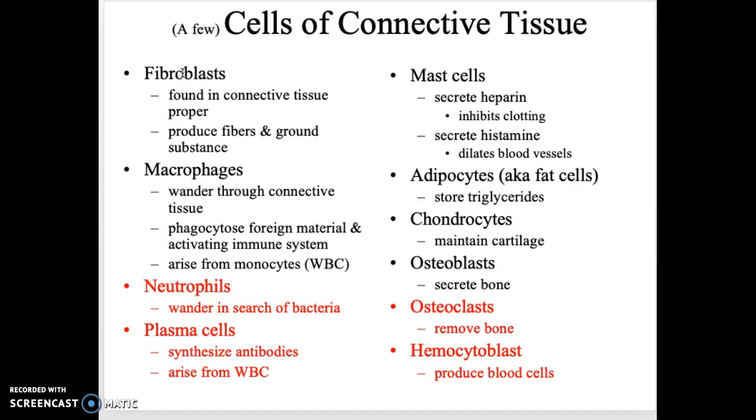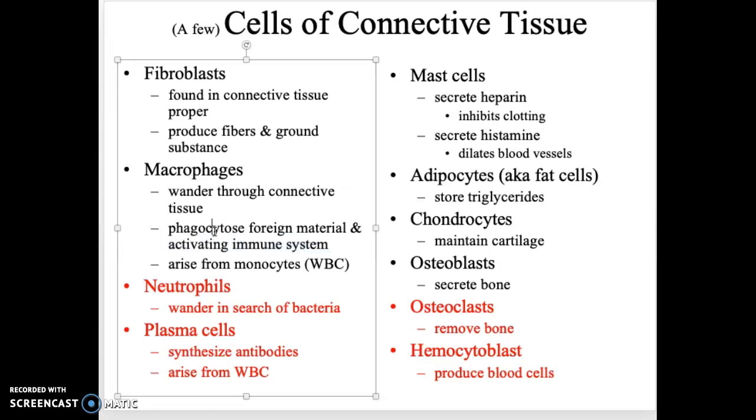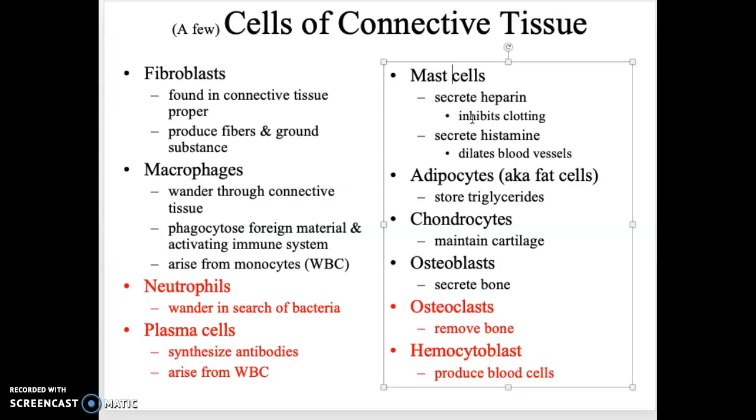So fibro means connective tissue. Blast means it's building. So fibroblasts are cells that are building fibers in their connective tissue. Macrophages are immune cells that phagocytose foreign materials, and what they do is they basically chop up the foreigners, the bacteria, and display a small piece of them to alert the rest of the body to start attacking the bacteria that are invading. Mast cells are secreting heparin, which inhibits your clotting process.